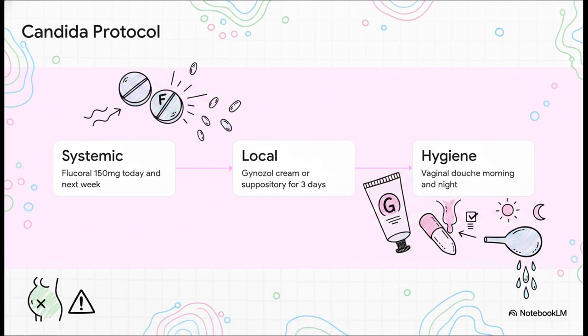Now here's a crucial clinical pearl from the sources. Always check if the patient is pregnant before prescribing. If she is, systemic antifungals like fluconazole are strictly contraindicated due to teratogenic risks. In that scenario, you would rely entirely on local treatments.